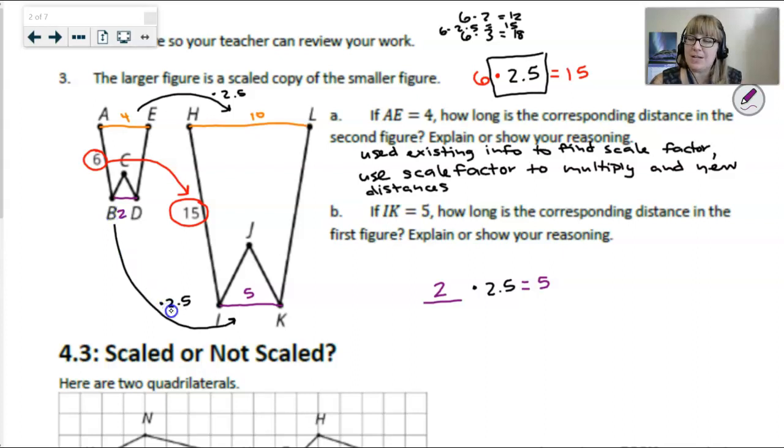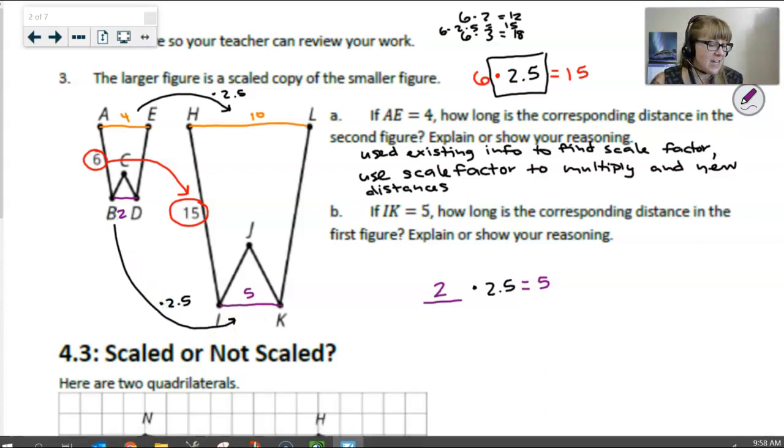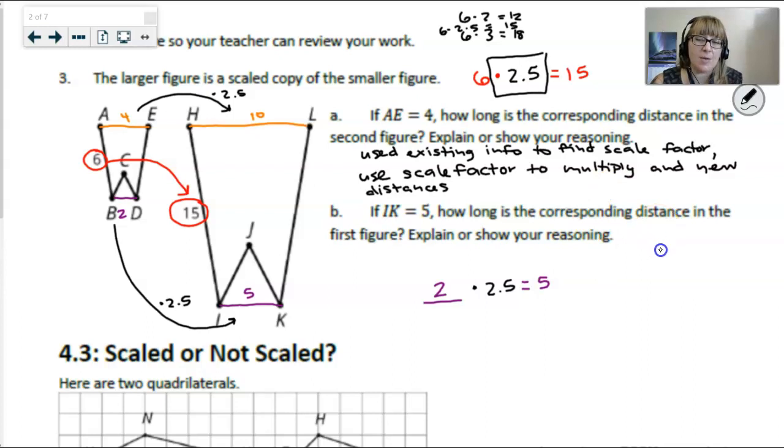2 multiplied by 2.5 is equal to 5. And if you're struggling with that, that's okay. A quick review: what I would have done to calculate this is, instead of leaving it just a big blank space, I would have turned it into a variable. X multiplied by 2.5 is equal to 5.